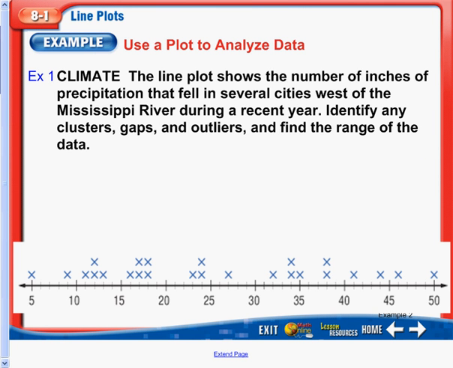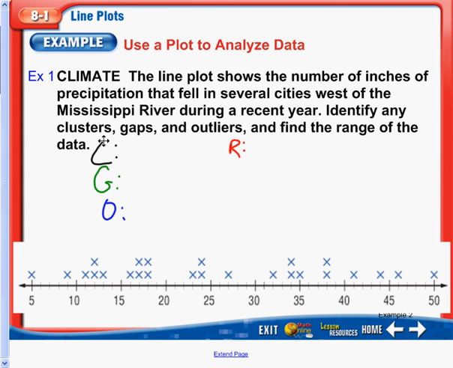First problem here is using a plot to analyze data. So the problem is telling us a line plot shows number of inches of precipitation that fell in several cities west of the Mississippi River during a recent year. Identify any clusters, so C for clusters, gaps, outliers, and then the range.